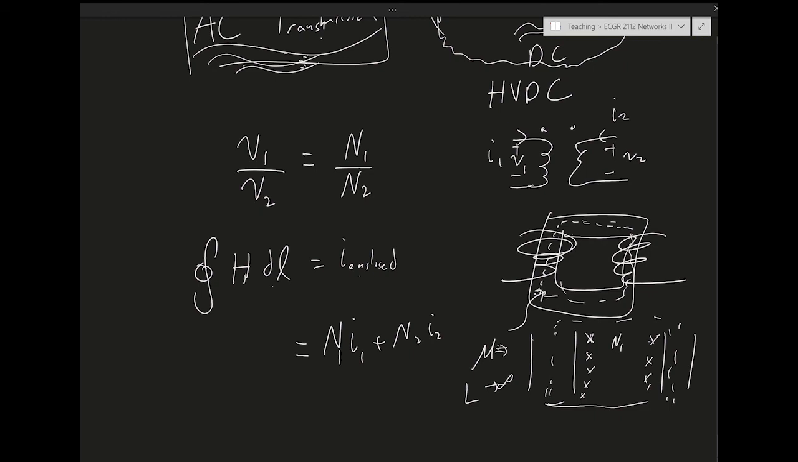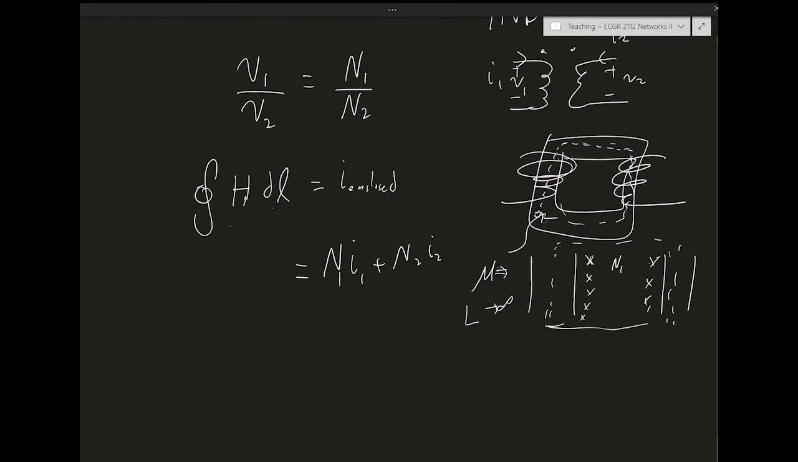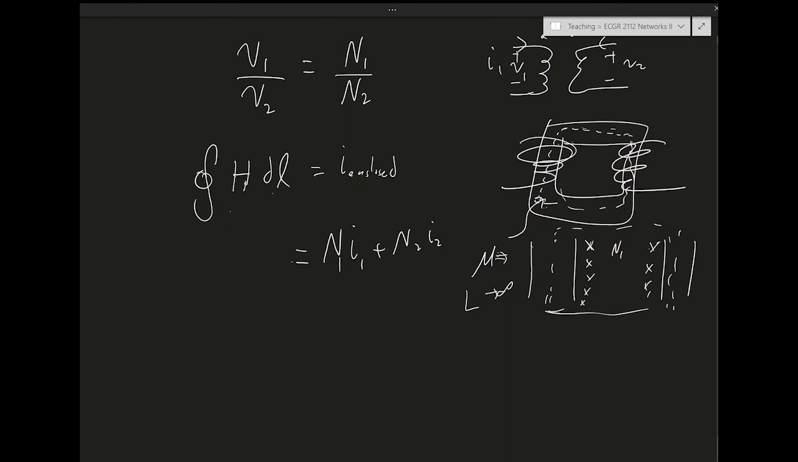So the permeability is incredibly high. That means that we don't need much H field. H field is the magnetic field intensity. It generates the magnetic flux. The magnetic flux density is mu H. What having an ideal magnetic material or a very high permeability magnetic material means is that you don't need much H field to generate a flux density in the material. You don't need much H to generate B or phi.